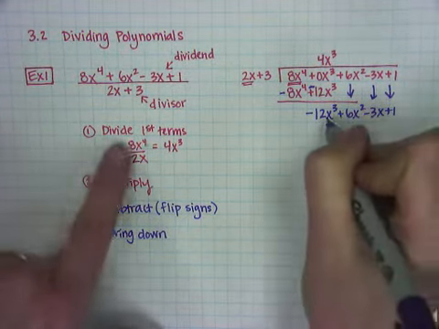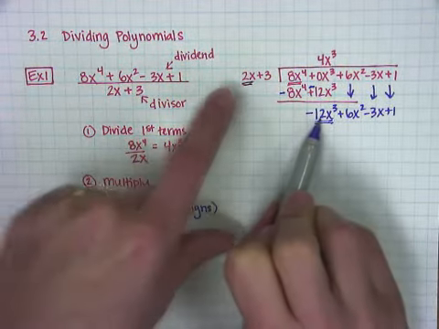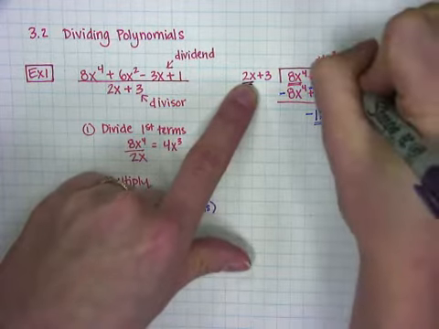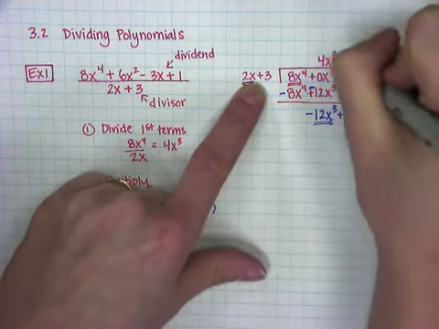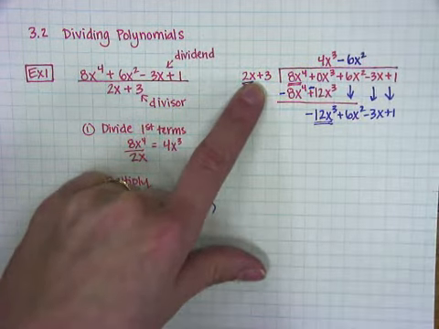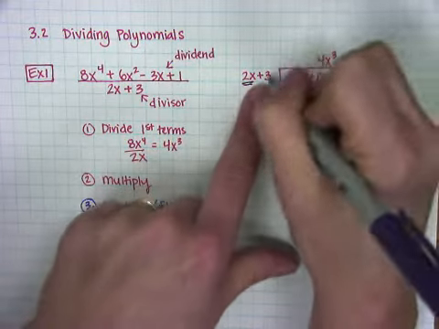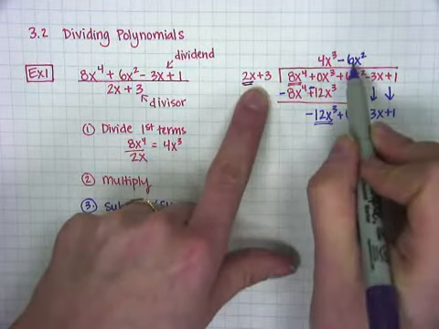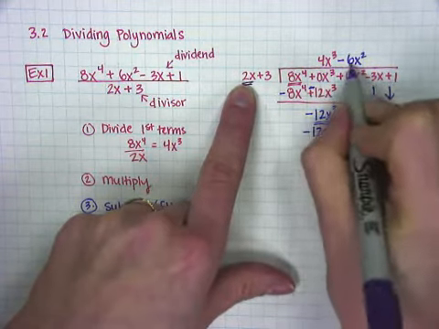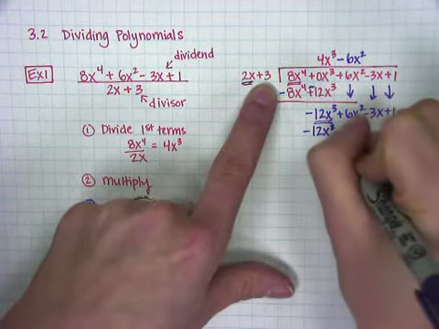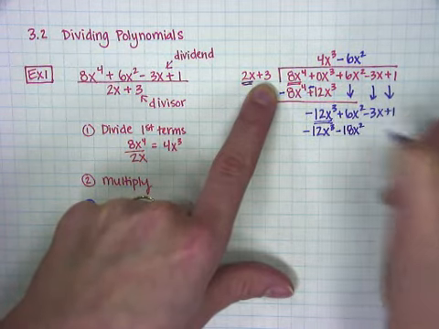So I look at the first terms, and I say, what's negative 12 divided by 2? Well, that's a negative 6. And what's x cubed divided by x? Well, that's an x squared. And then I'm going to multiply, so I'm going to distribute this to both terms over here in my divisor. Negative 6 times 2 is negative 12x cubed. Negative 6 times positive 3 is a negative 18x squared.